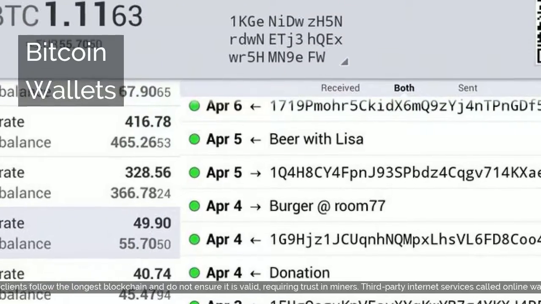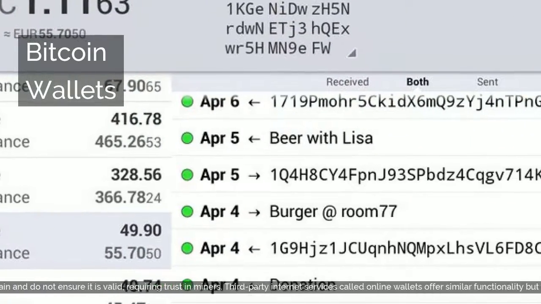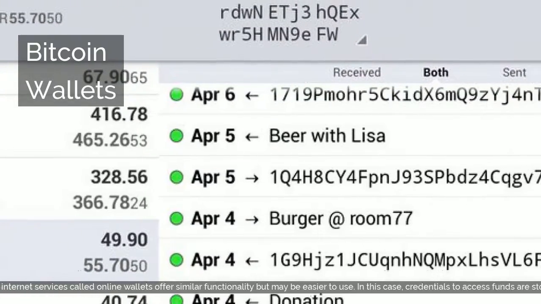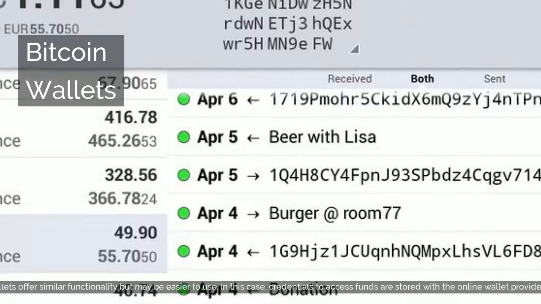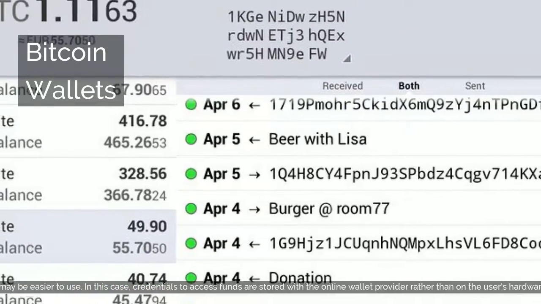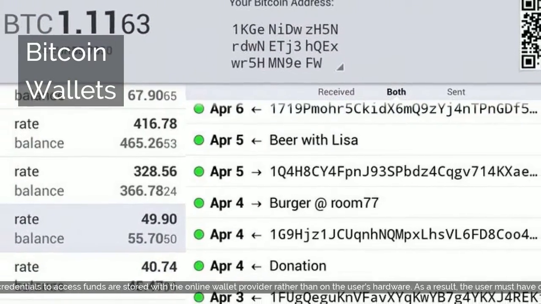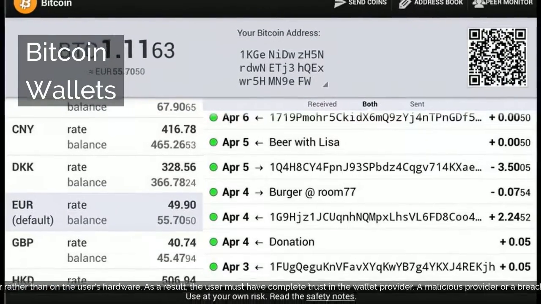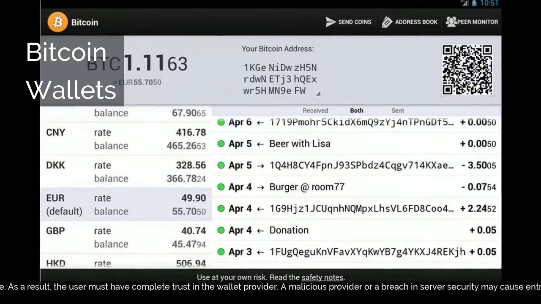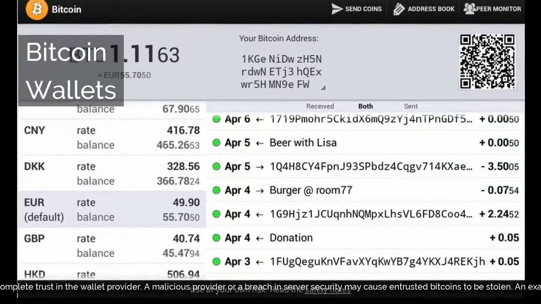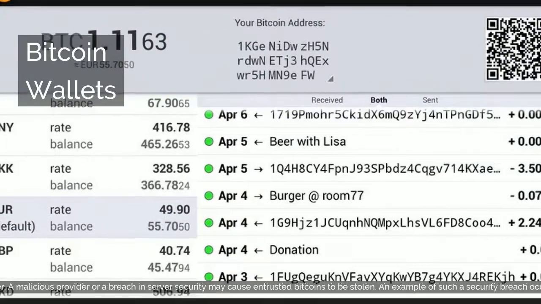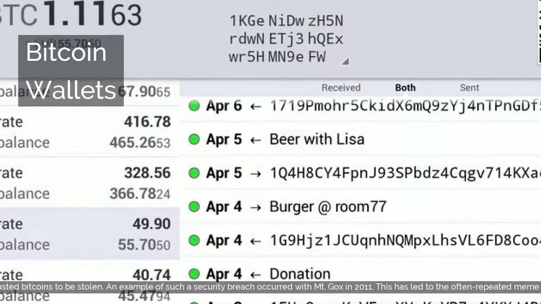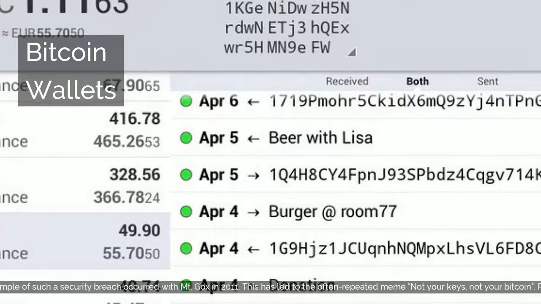Third-party internet services called online wallets offer similar functionality but may be easier to use. In this case, credentials to access funds are stored with the online wallet provider rather than on the user's hardware. As a result, the user must have complete trust in the wallet provider. A malicious provider or a breach in server security may cause entrusted bitcoins to be stolen. An example of such a security breach occurred with Mt. Gox in 2011. This has led to the often repeated meme "not your keys, not your Bitcoin."